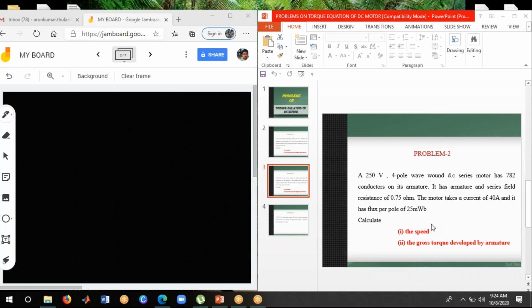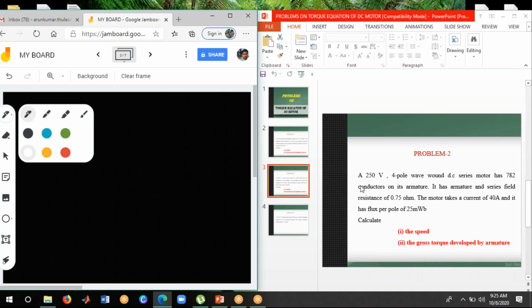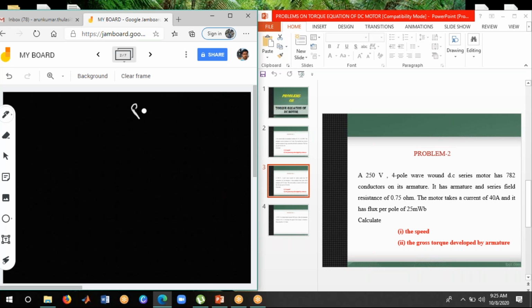So how can we find this value? First of all, just note down the parameters they have given. They gave a 250 volt 4-pole wave wound motor. So here it is clear that the number of poles is 4, right? And the A value is 2. Then it is a series motor and has 782 conductors, so the Z value is 782.